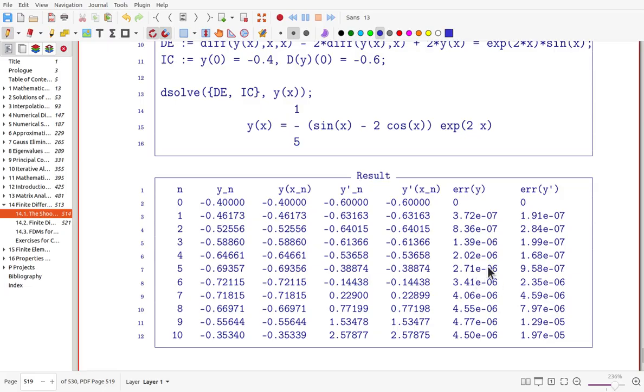As we can see, the error is order of 10 to the minus 6 for both y and y prime, even though we chose only 10 points between 0 and 1. It's a fourth order scheme, so that is quite accurate.